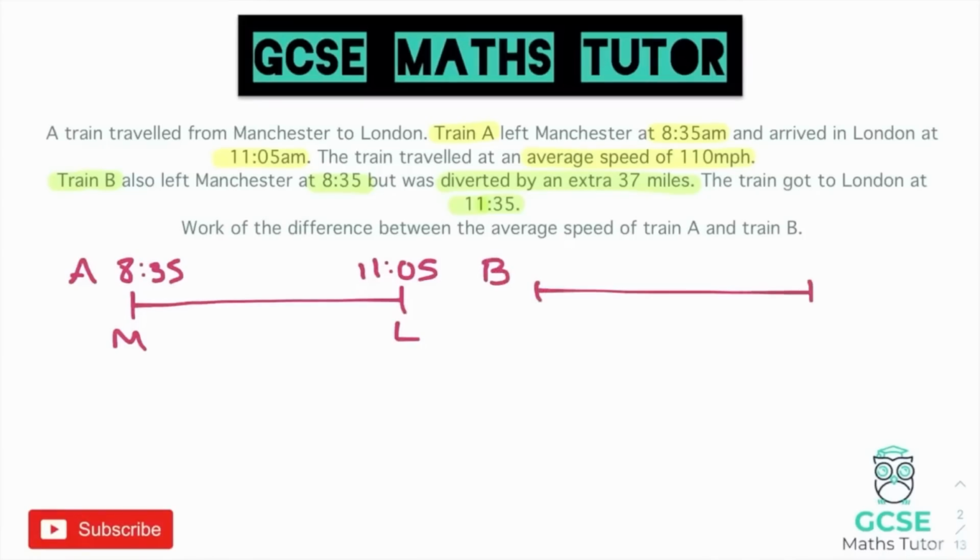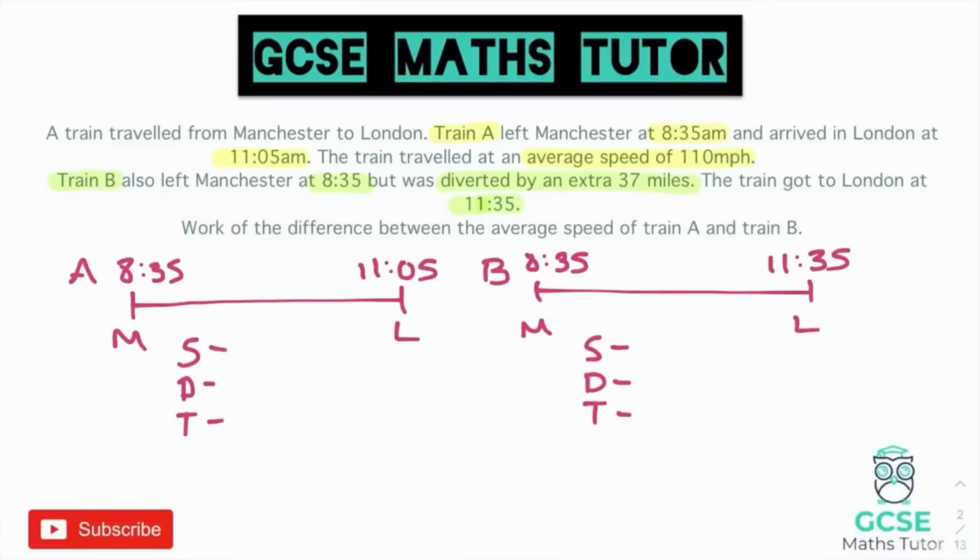The same journey leaves as well at 8:35, but this train arrives at 11:35, so half an hour later than train A. And there we go. For each of these journeys, we're going to have a look at a speed, a distance, and a time. This question wants us to work out the difference between the average speeds, so we may or may not already have a speed for one or both of them. Of course, if we had the speed for both, we could work it out straight away, so we're definitely not going to have both of them.